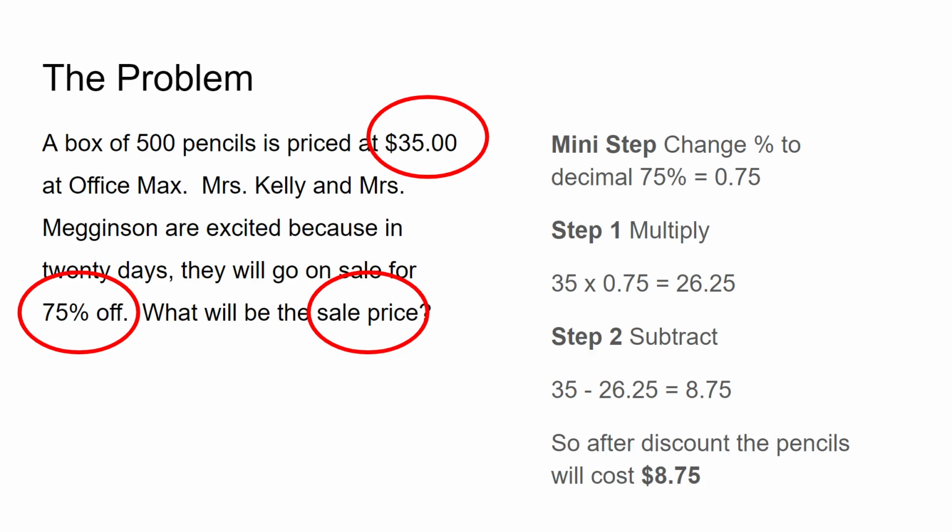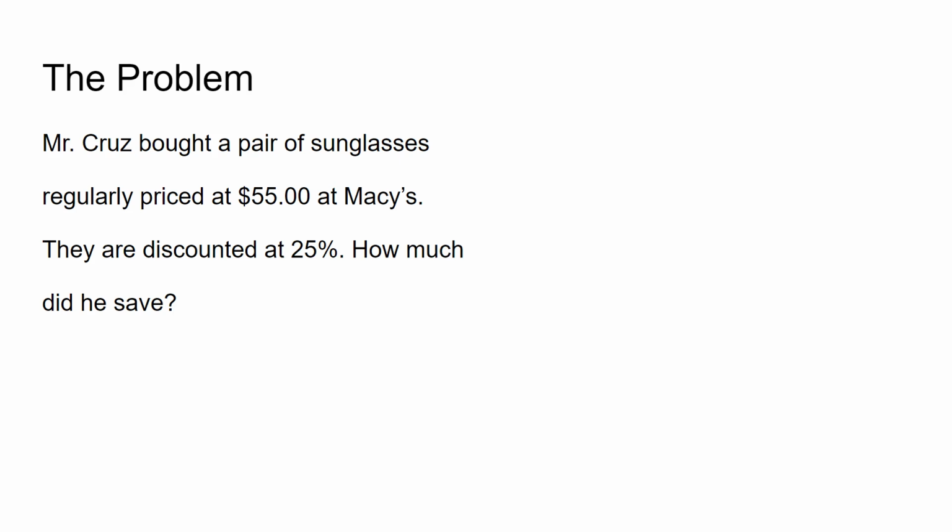All right, let's go on to the next one. I think this is the last one that we're going to do as an example. It says, Mr. Cruz bought a pair of sunglasses regularly priced at $55 at Macy's. They are discounted at 25%. How much did he save? All right, so we're going to highlight $55. We're going to highlight 25%, and it's asking us how much did he save?